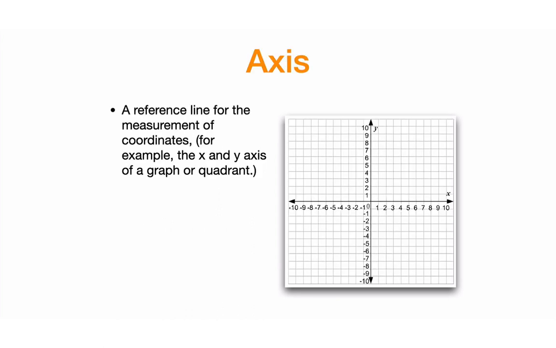Axis, a reference line for the measurement of coordinates, for example, the x and y axis of a graph or quadrant.